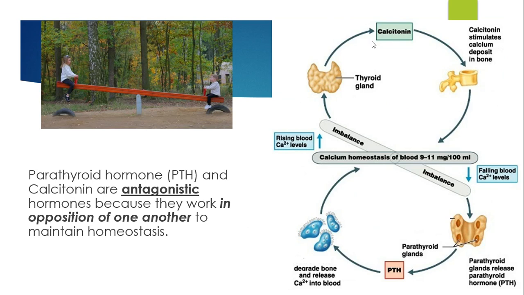Sometimes the blood calcium levels get up, and calcitonin is released, blood calcium goes down, and then parathyroid hormone is released, it goes up, goes down. So think of these kids on the teeter-totter. One is calcitonin, and one is parathyroid hormone. Okay? And they work in opposition of one another. And when they do that, they maintain homeostasis.